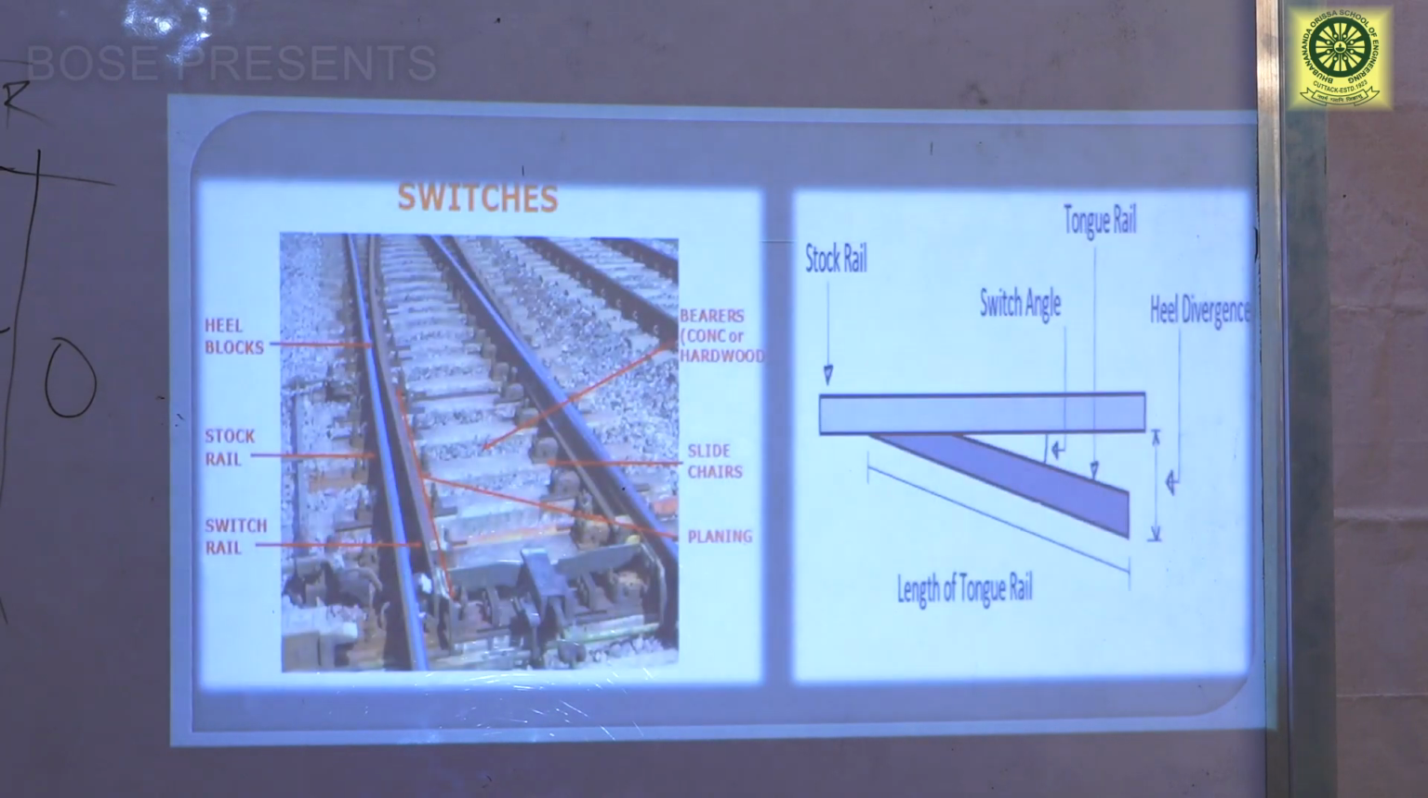Now look at the diagram. This is a heel block. What is the function of heel block? I told you that the flange of the wheel will move in this gap. So to maintain this gap, we will provide a heel block here. This is a stock rail. Where a tongue rail is attached, it will attach against or move against a what? Stock rail. This is a switch, and there is a chair also provided, which uses some fish bolts and fish plates to connect tongue rail and stock rail.